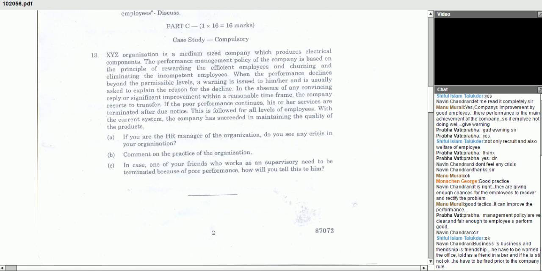Okay, Naveen responds. Business is business and friendship is friendship. He has to be warned in the office, told as a friend in a bar, and if he is still not okay, he has to be fired as per the company rule. Okay, good one. Straightforward reply. Okay. What about others?